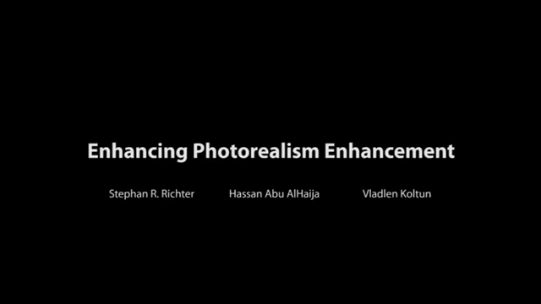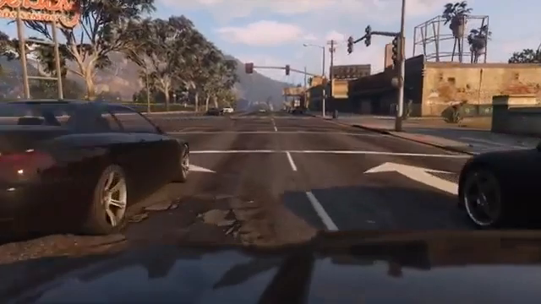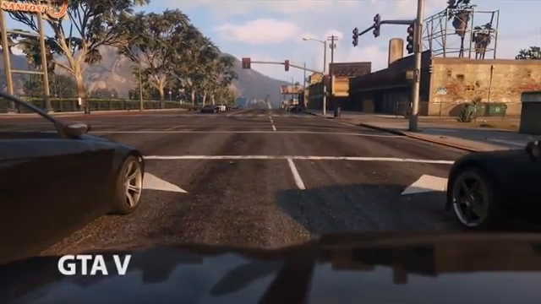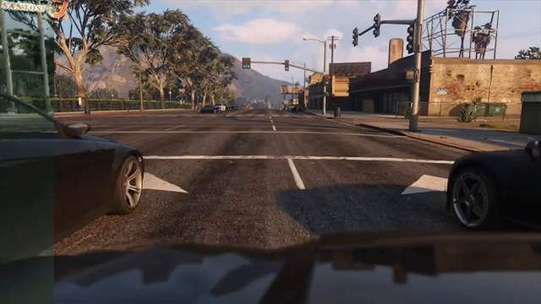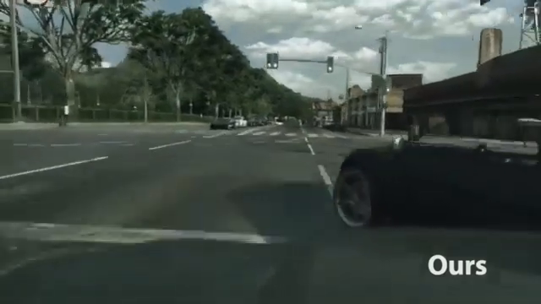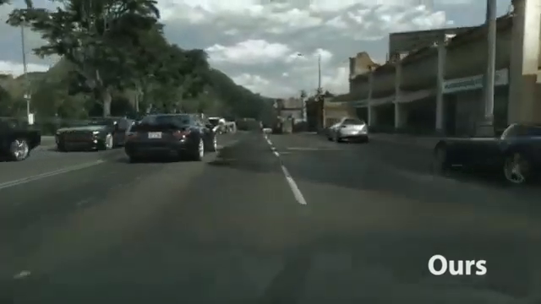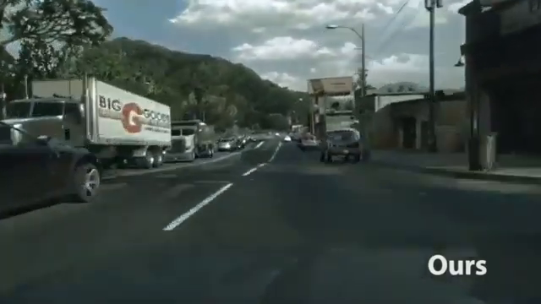In this work, we are enhancing photorealism enhancement. To understand what that means, let us have a look at some footage from the game Grand Theft Auto V. The game looks great, but it is not quite photorealistic. Let us now turn on our method. Our method modifies the images from the game to look more realistic. It is a convolutional network which produces images frame by frame and can be run at interactive rates.